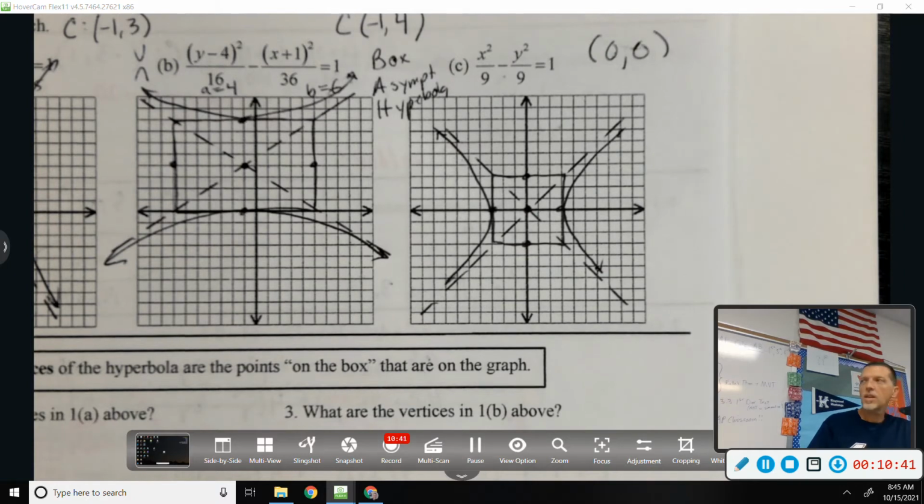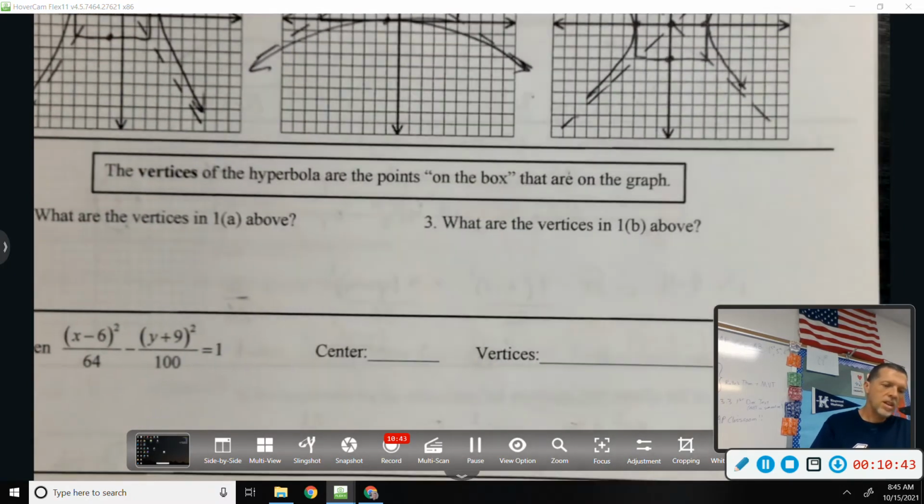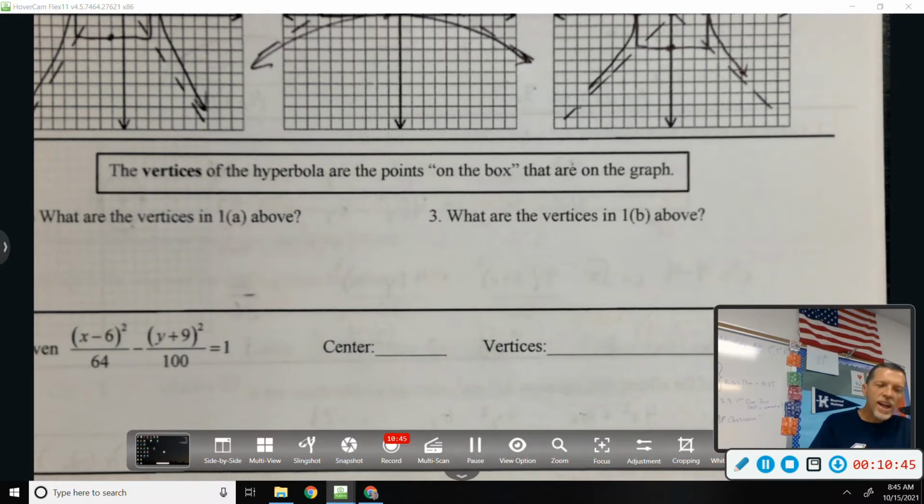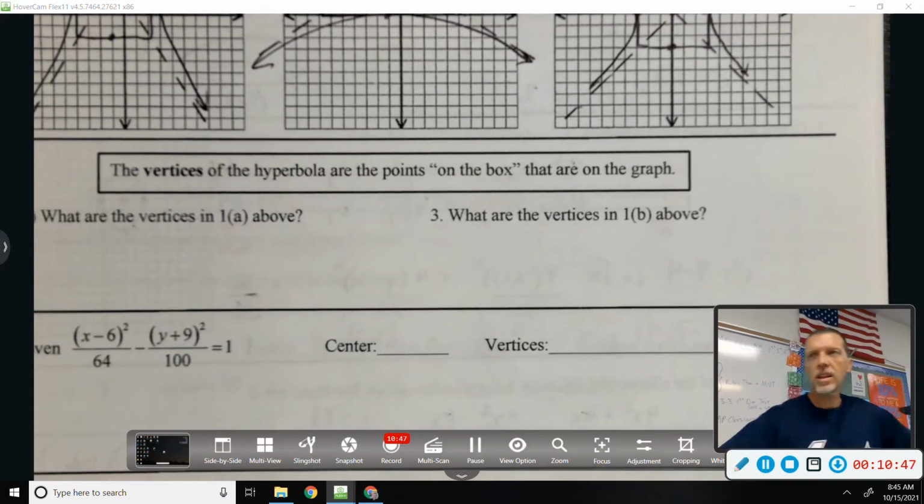I feel like the graphs are getting messy. I mean, if you use a straight edge, you'll be okay. Thank you.